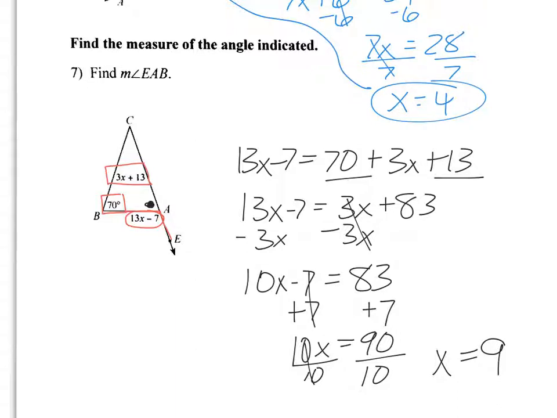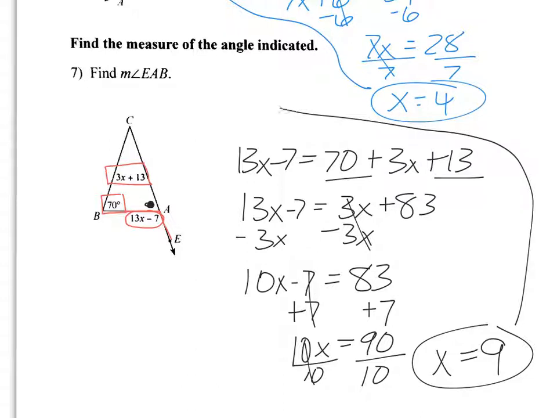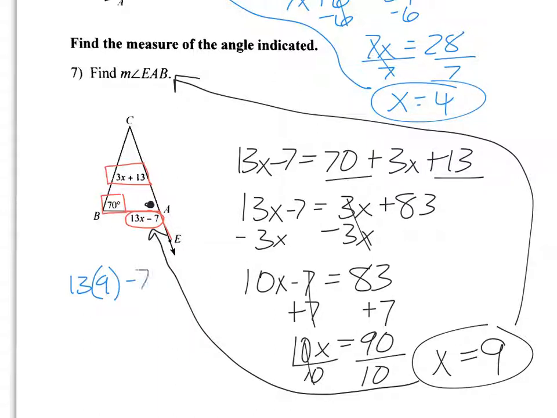And that's good. But it's not what the question asks us to find. The question asks us to find the measure of angle EAB. So what's that mean? That means I've got to take this and plug it into that right there. So it becomes 13 times 9 minus 7. 13 times 9 is, I think, 117. Minus 7 would be 110 degrees.